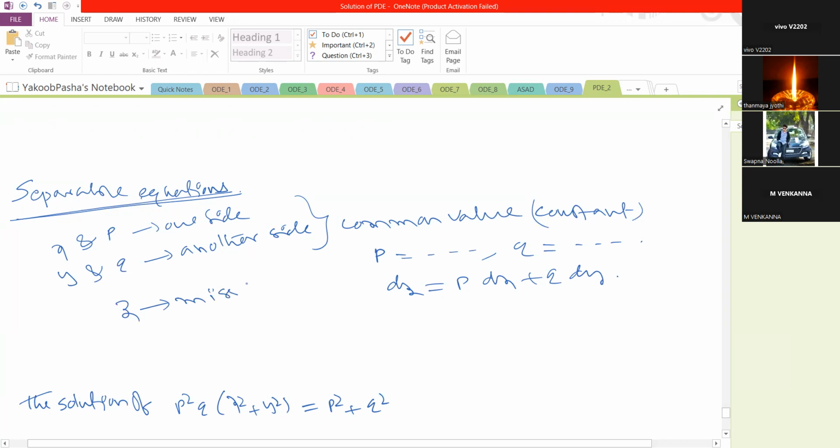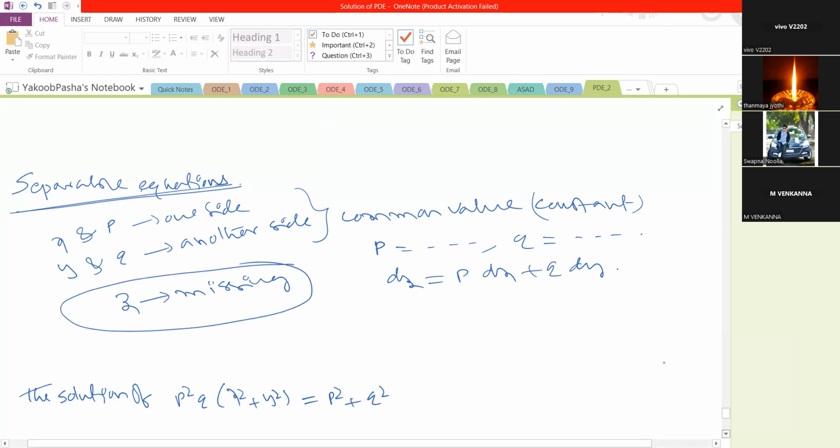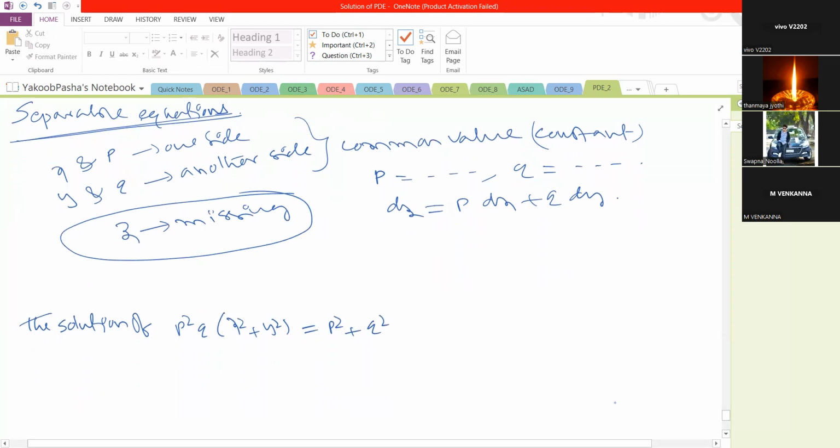Z should be missing. Only when z is missing does the equation reduce to separable form. So first of all, I'm dividing the entire equation by p square q. The left side x square plus y square is equal to the right side p square by p square q plus q square by p square q. P square and q cancel out. So x square plus y square is equal to first term 1 by q, second term q by p square.